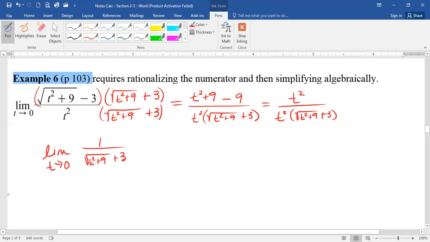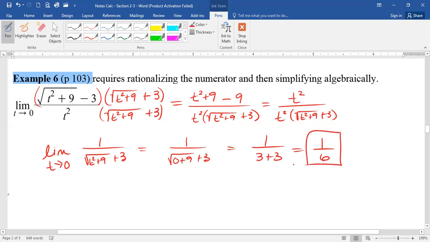The t squared plus 9, the square root of t squared plus 9? Okay. Yeah, the t kind of looks like a, yeah. Okay, so now look at this. Can I simply substitute in my 0? Will it work? Yeah. So I really just substitute in my 0. It's going to be 0 squared, which is 0, plus 9, plus 3. And so that's 1 over 3 plus 3, which is 1/6. And there's my limit.